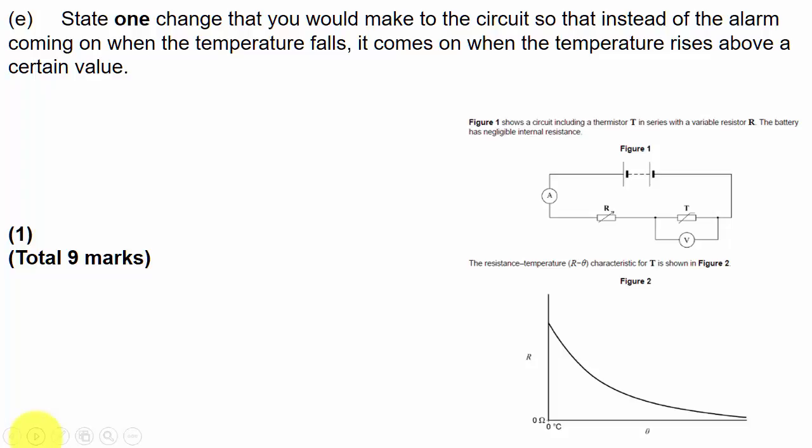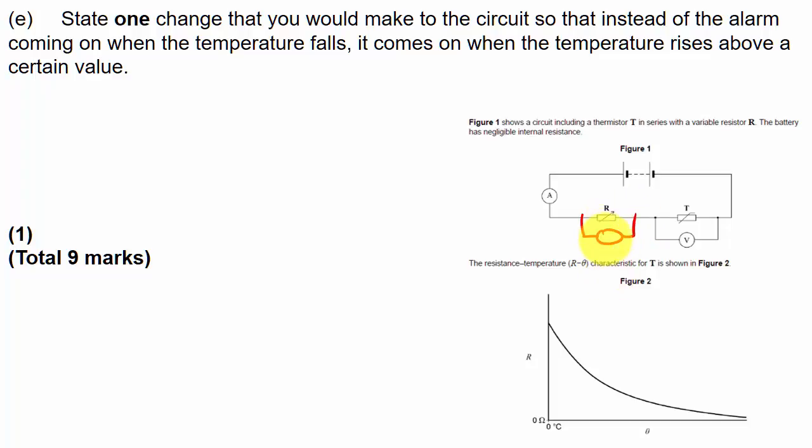Now, state one change that you could make to the circuit so that instead of the alarm coming on when the temperature falls, it comes on when the temperature rises above a certain value. Alright, so basically, currently, as temperature increases, the resistance of this decreases, so that the voltage across this thing is going down. If you wanted to do the opposite thing, if the voltage here is going down, the voltage here must be going up. So if you put the alarm here instead, what's the symbol for an alarm or a buzzer?